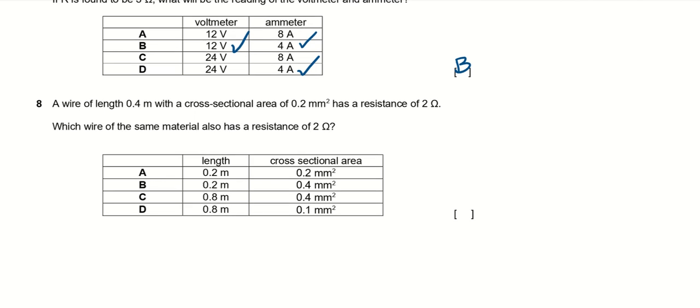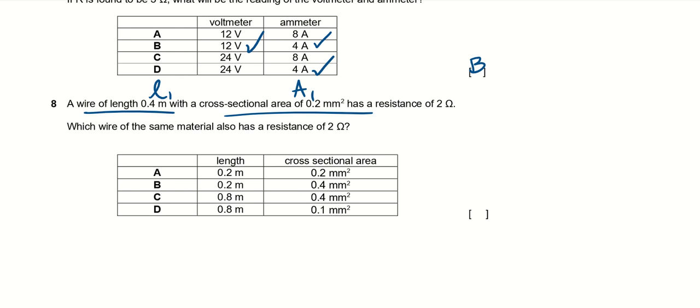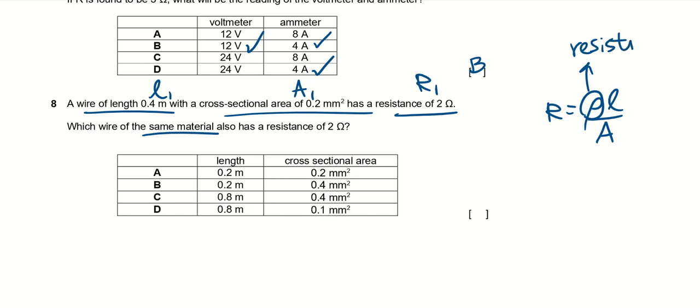Okay, question 8 is your R equals to rho L over A. So I have a wire of length 4 meters, L1, with a cross-sectional area of 0.2 mm square, I call it A1, and a resistance of 2 ohm. Which wire of the same material? If you recall, the formula is R equals to rho L over A. The rho is for the resistivity. Because they are the same material, they will have the same resistivity, so we don't need to think about what the resistivity is.